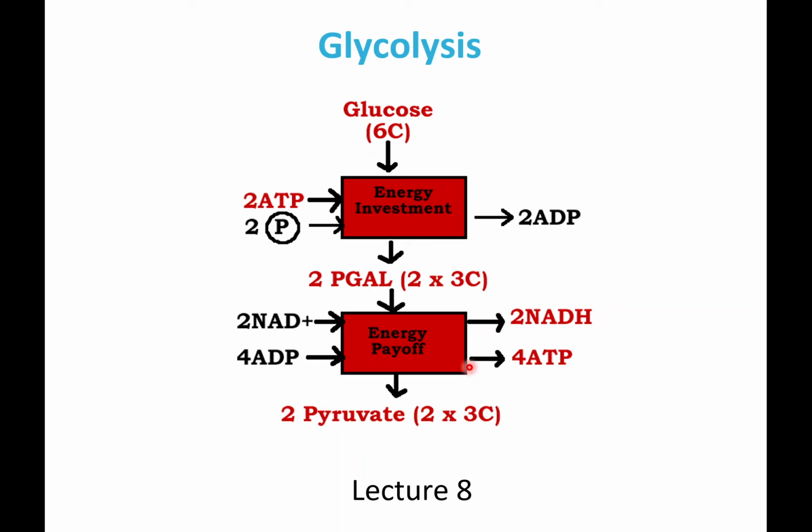And the second part is where you're getting an energy payout. And in that part, you're taking your 2 3-carbon sugars and converting them to 2 pyruvates. And by doing that, you're getting out 2 NADHs and 4 ATPs. Okay, so you use 2 ATPs and you're getting out 4 ATPs. So there's a net payoff to glycolysis.